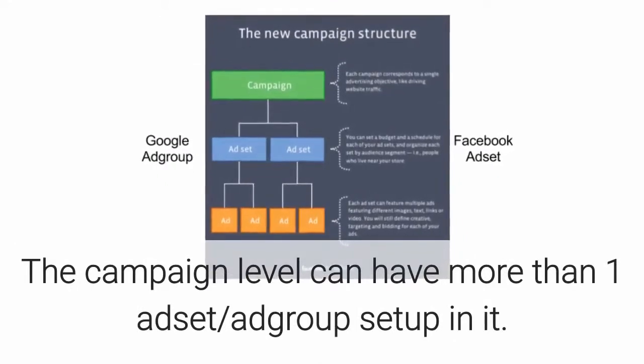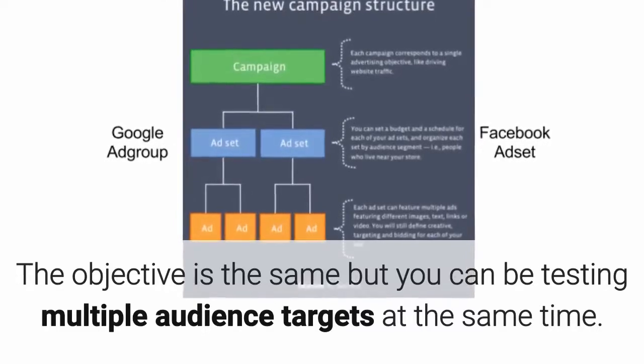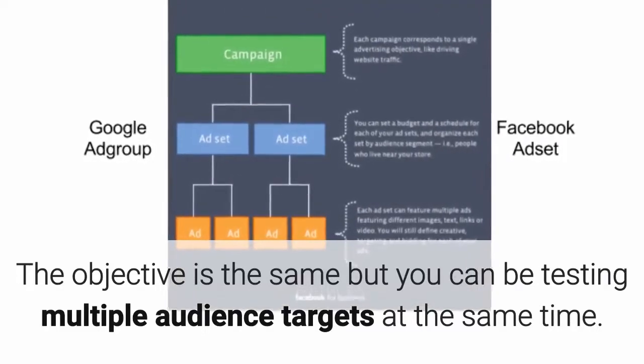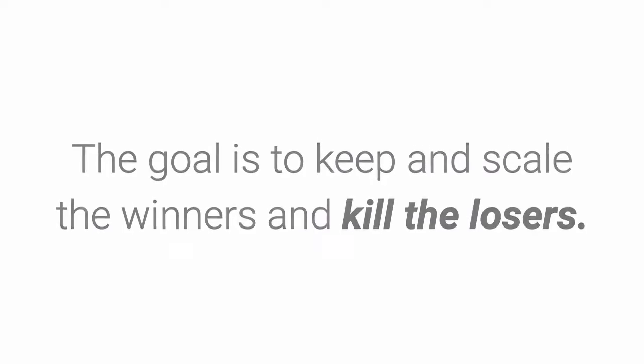The campaign level can have more than one ad set or ad group set up in it. The objective is the same, but you can be testing multiple audience targets at the same time. The goal is to keep and scale the winners and kill the losers.